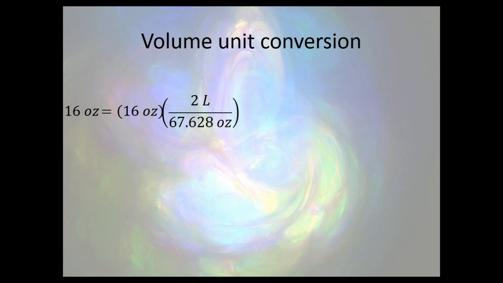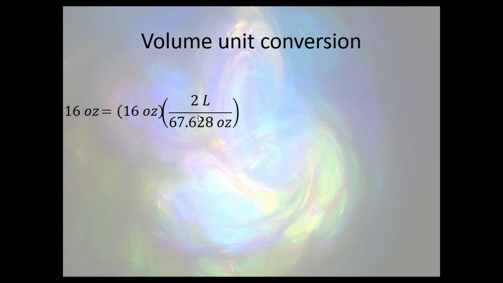So we multiply by 2 liters over 67.63 ounces, about 67.63 ounces, because it is true that 2 liters is about 67.63 ounces. And what that means is that you can divide both sides of that equation by either of those terms and you'll get a term equal to 1. So that means that all we're doing is we're just keeping it at 16 ounces. We're multiplying by 1. 2 liters divided by 67.628 ounces is indeed 1, because 2 liters equals 67.628 ounces.